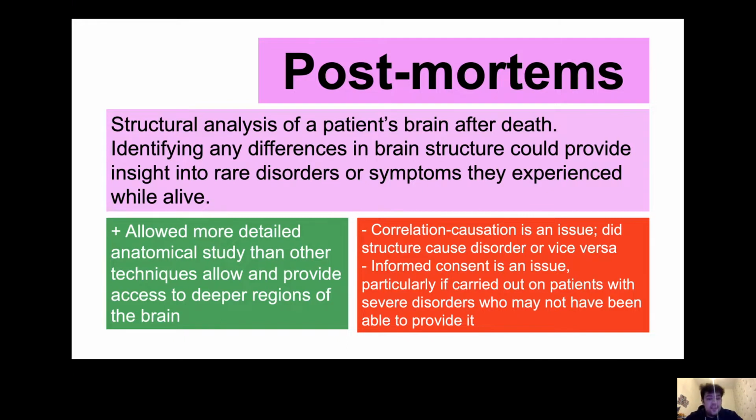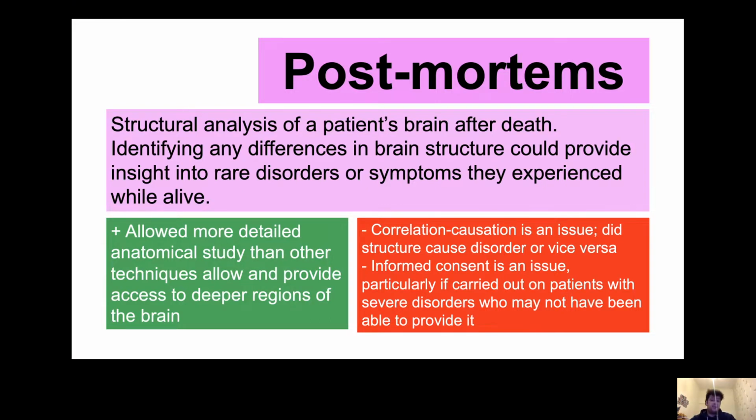So if you think of Phineas Gage, when he had that pole that went through his frontal lobe, by doing a post-mortem and seeing the differences in his structure compared to a normal brain, you can then understand which regions of the brain were responsible for his abnormal behavior.